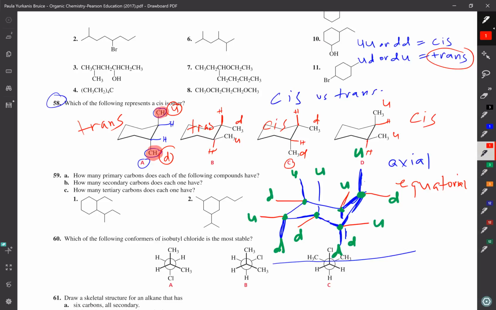Could you do one more example of the cis and trans? Of another example of the cis and trans? Yes, can you do another example of what we just went over with trans and cis and determining which is which? Okay.